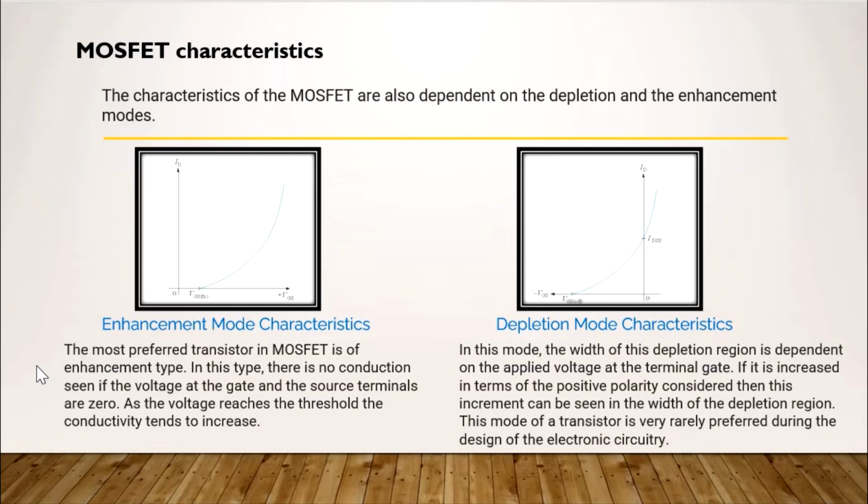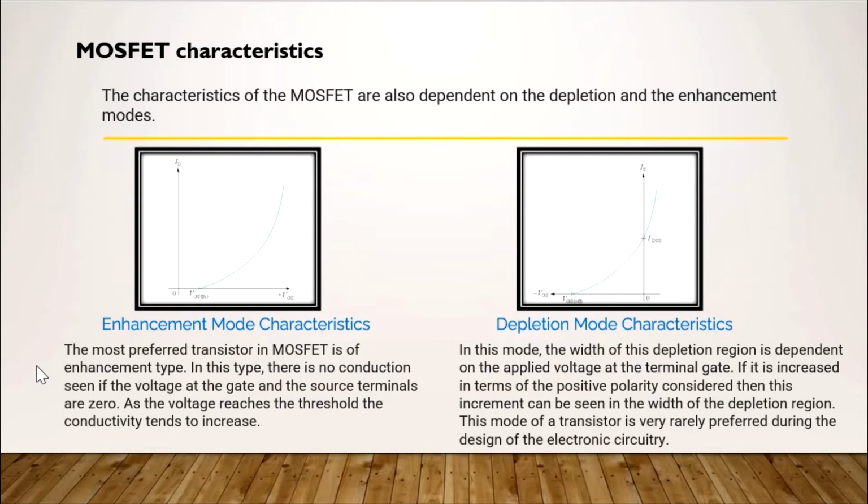MOSFET characteristics. The characteristics of the MOSFET also depend on the depletion and the enhancement modes. Enhancement mode characteristics. The most preferred transistor in MOSFET is of the enhancement type. In this type, there is no conduction seen if the voltage between the gate and the source terminals is zero. As the voltage reaches the threshold, the conductivity tends to increase.